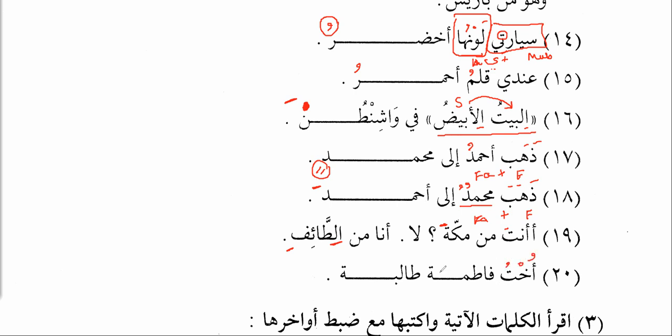Ukhtu Fatimata. This is an idafa. Remember the feminine names ghair munsarif cannot take kasra, and it is in the position of mudaf ilayh. It should have a kasra, but it cannot. So now it will show its position by fath. Talibatun. So this is khabar and this is mubtada.